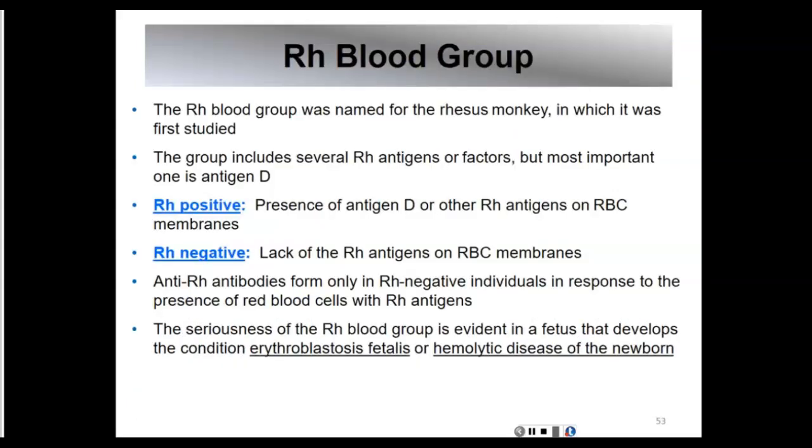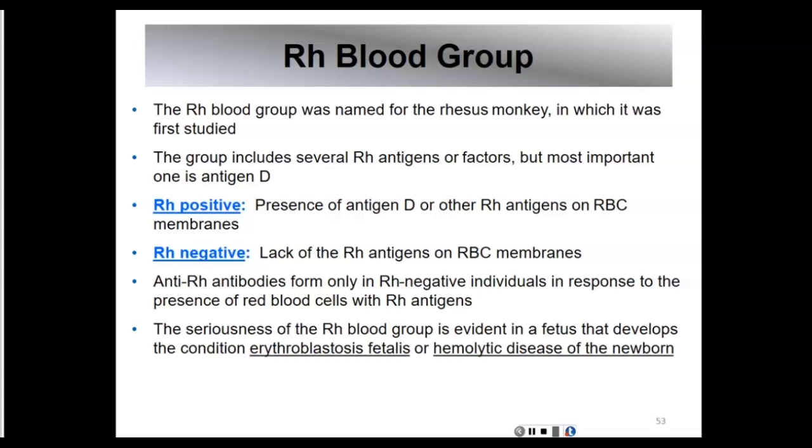Red blood cells also have an antigen called the Rh group. This was named after a rhesus monkey, which was first studied. The group includes several antigens and factors. The most important is antigen D. So you'll see Rh antigen or antigen D. It's the same thing. So if you're Rh positive, that means there's a presence of antigen D or other Rh antigens on the red blood cell. If you're Rh negative, then you lack the Rh antigens on the red blood cells.